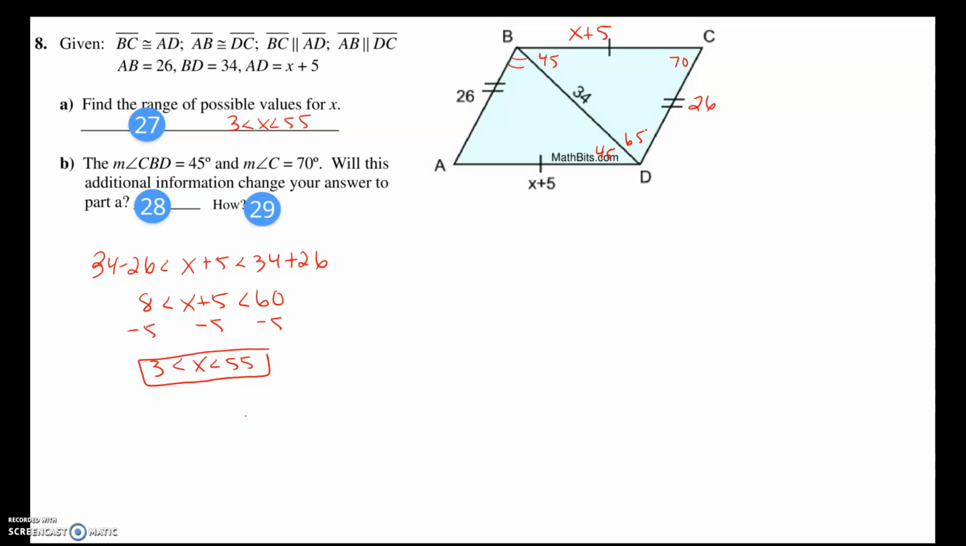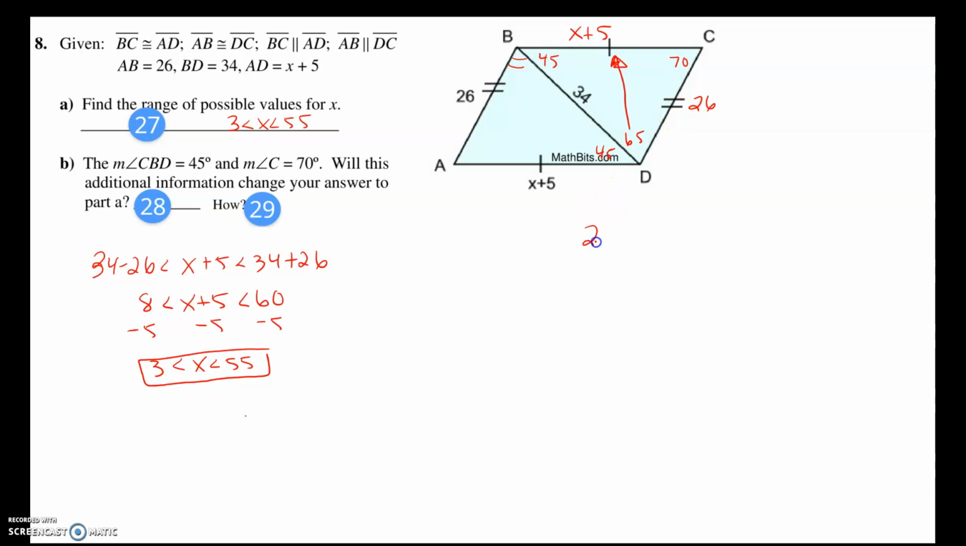And the answer is yes, but it's asking you how. So how would this change? Well, this is my range to make a triangle. But now that I have my angle measures, I know what's going to be my small, my medium, and my large. So my x plus 5 is across from my 65, which is my medium angle, which means my side BC is my medium length. So I know it's going to have to be bigger than 26, but smaller than 34, right? Because 70 is my biggest angle, so 34 has to be my biggest side. 45 is my smallest angle, so 26 has to be my smallest side.